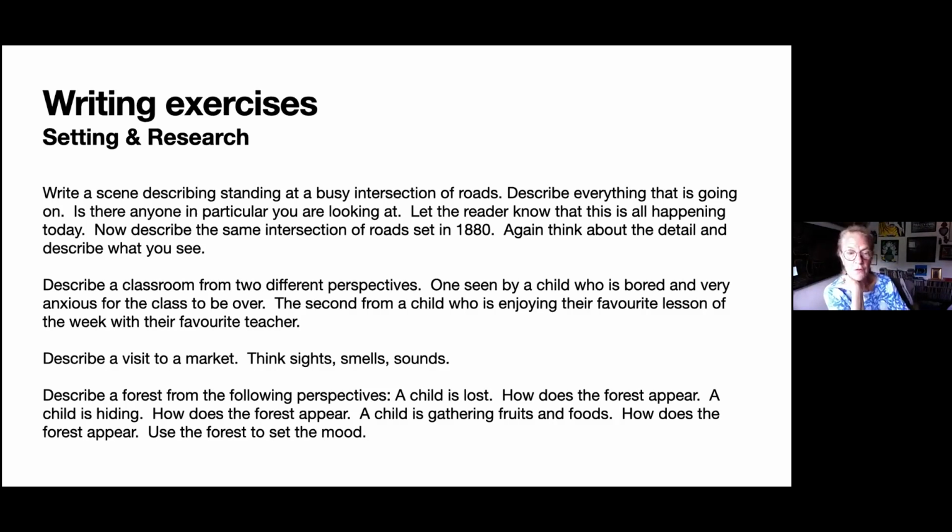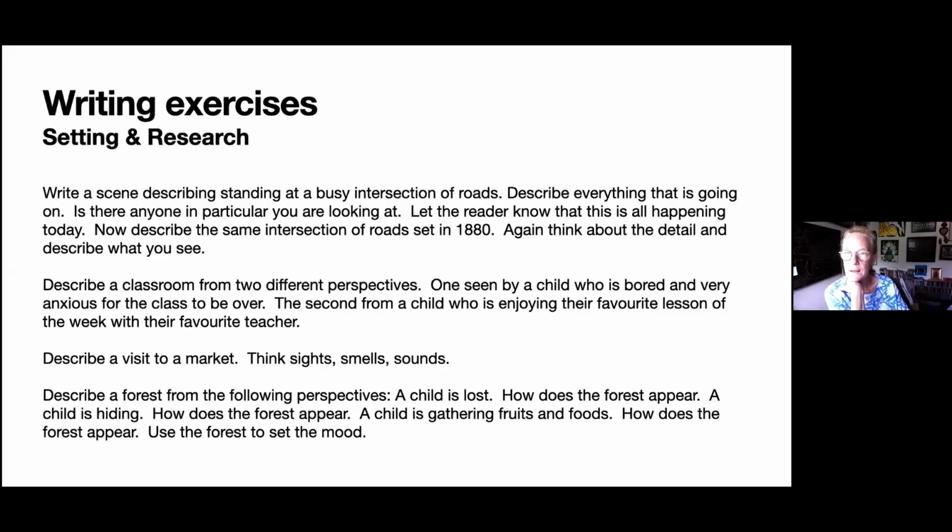Describe a forest from the following perspectives. So it's the same forest. One, a child is lost. How does the forest appear? Two, a child is hiding. Three, a child is gathering fruits and foods. Use the forest to set the mood.